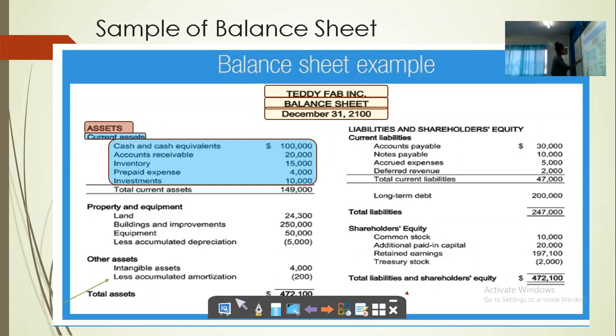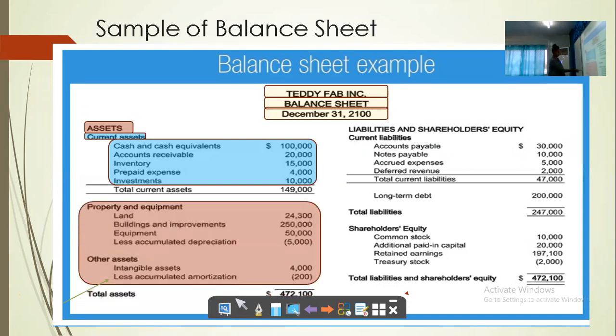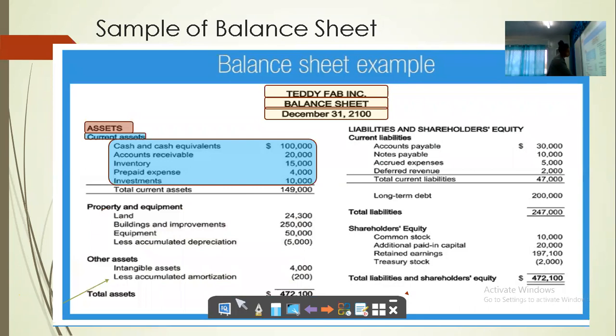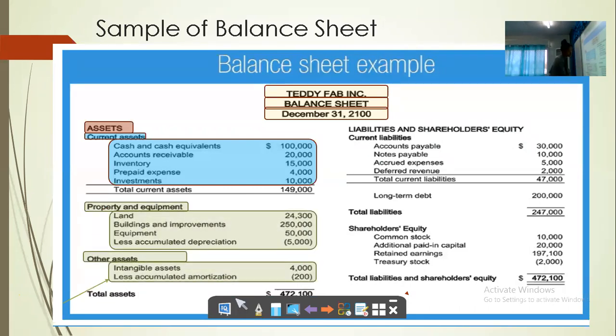Okay? Whatever is not a part of the current assets will naturally, logically fall under the long-term assets group. So, long-term assets: property, equipment, right? Well done, kudos to you, as well as other assets. Okay? So, property, equipment, other assets, long-term asset group.